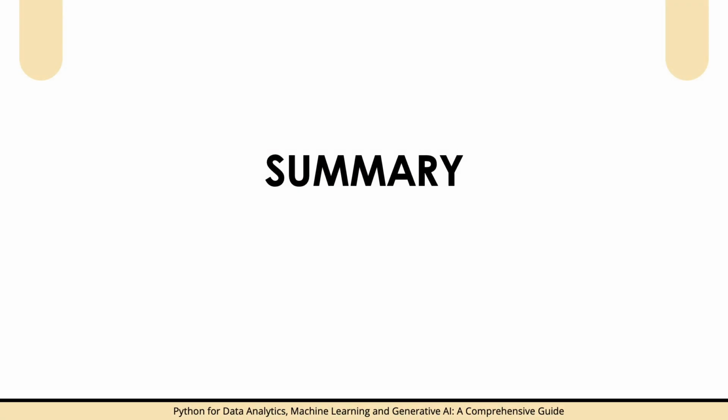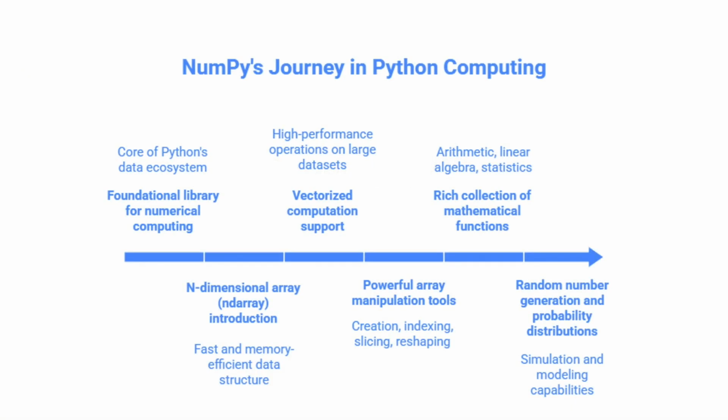Let's now have a quick summary of what we have covered in Python NumPy indexing. NumPy is the foundation of Python's data ecosystem, providing fast and memory-efficient n-dimensional arrays for numerical computing. It enables high-performance vectorized operations, supports powerful array creation and manipulation techniques, and offers extensive mathematical, statistical, and linear algebra functions. Additionally, NumPy includes tools for random number generation, probability distributions, and simulation, making it essential for scientific computing and data analysis.